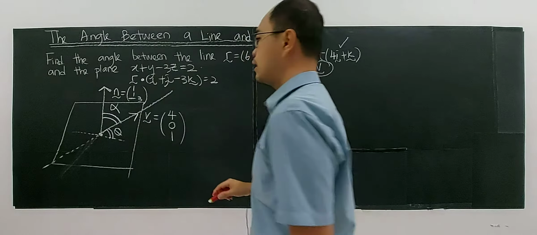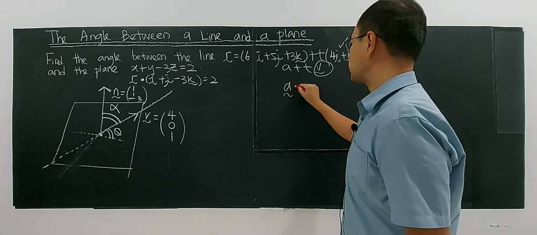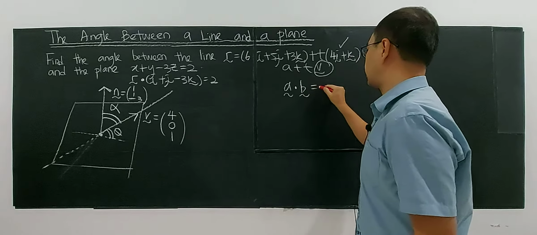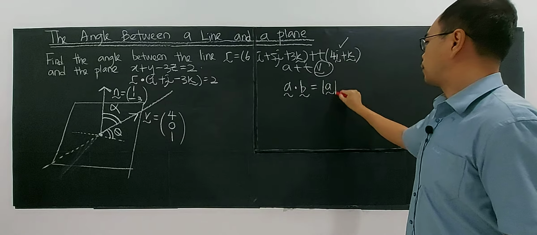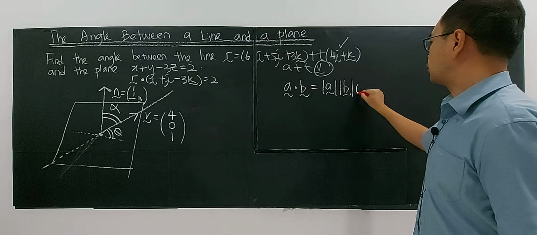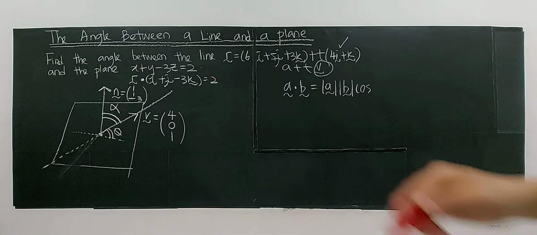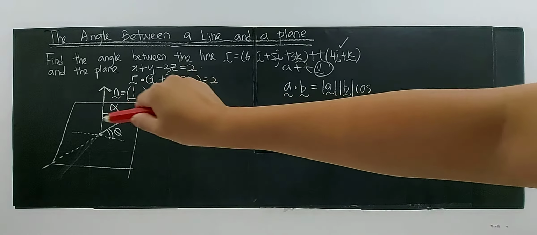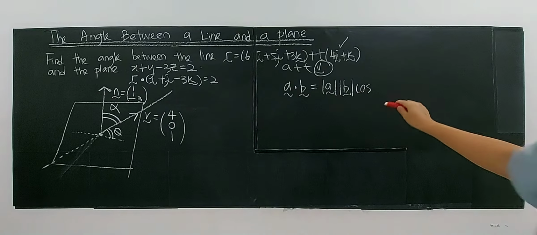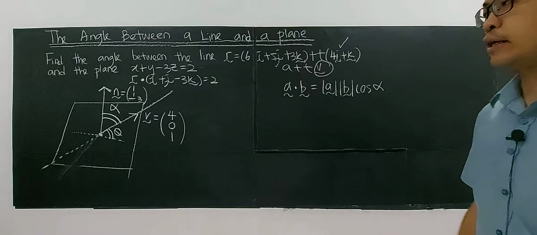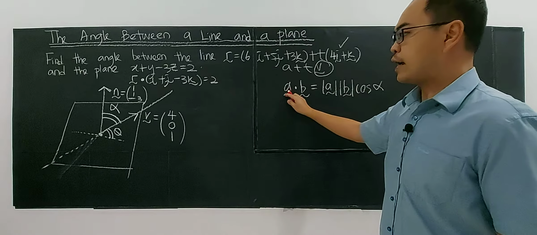The step here is that I will use the same thing: the dot product formula, magnitude of A, magnitude of B, cosine theta. But in this case, this is not theta, so I just let theta be alpha. So what is A here?